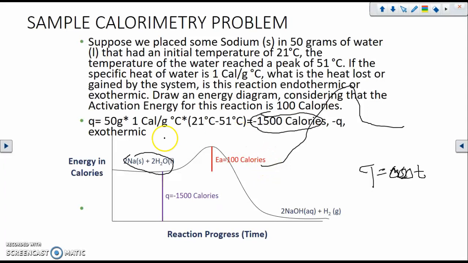So again, you can find whether the reaction is exothermic or endothermic by doing the math, or I'm going to give you a number. If it's a negative number, it's going to be a downward staircase. If it's a positive number, it's going to be an upward staircase.